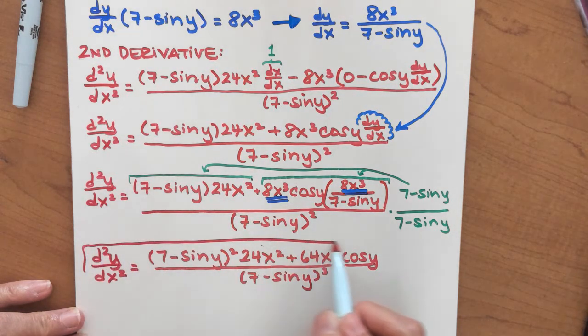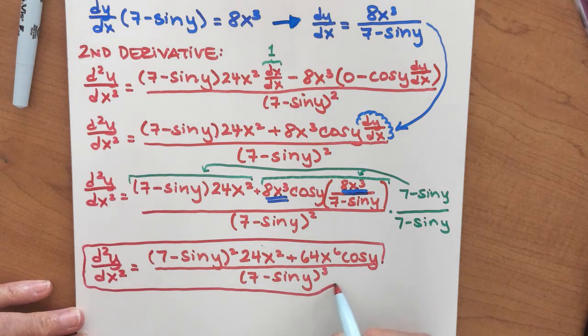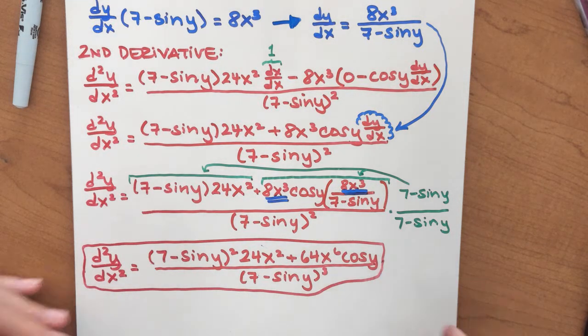And there we have the second derivative gotten using implicit differentiation, which of course we used because you could not solve for y in this equation.